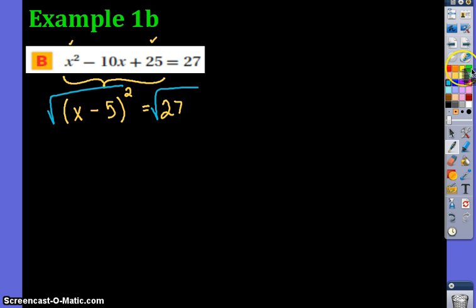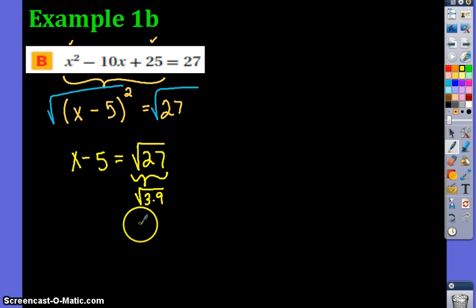When we do that, we have x minus 5 is equal to the square root of 27. And we'll just do a little mini problem here. This is really the square root of 3 times 9. So the square root of 27 is really 3 times the square root of 3, because the 9 is going to come out in front as a 3. So if x minus 5 is equal to 3 times the square root of 3, what we're going to do now is keep solving for x.